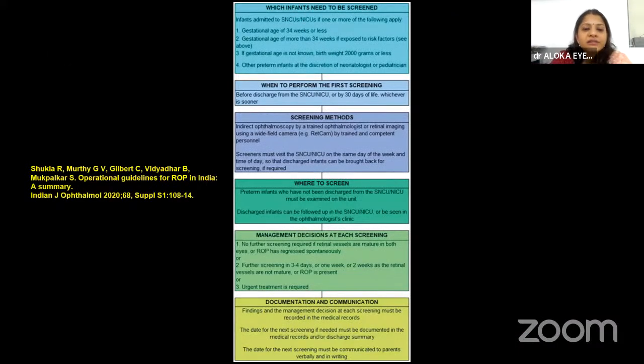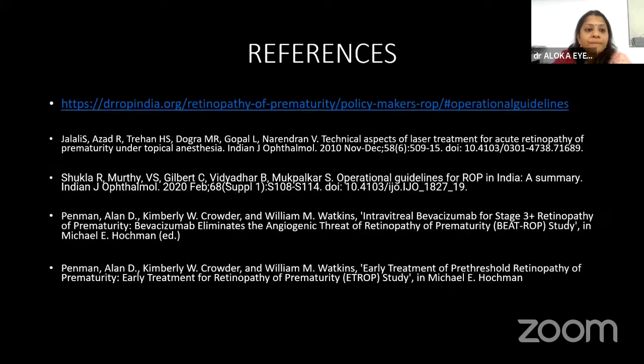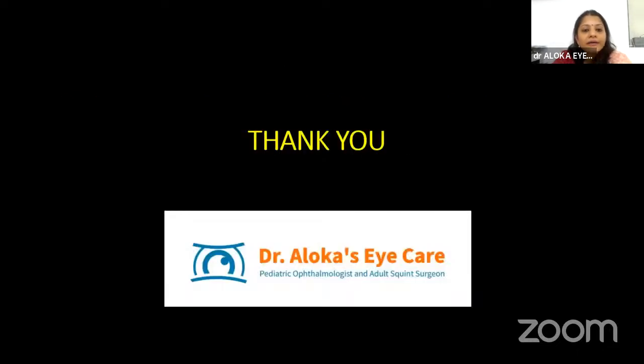So this is again a concise guideline, the operational guidelines for ROP in India. You can go through this. Whom do we screen? When do we screen? What are the screening methods? Where is screening to be done? How will you take your management decision? And how are you going to communicate and document? All is nicely given in these guidelines. These are my references. Those interested can definitely go through this. Here I would like to complete the session, and we can take some questions if needed.